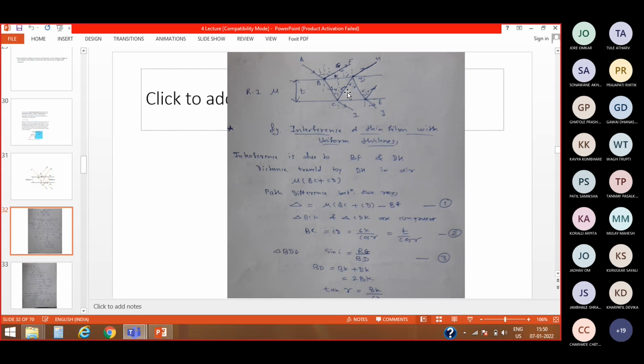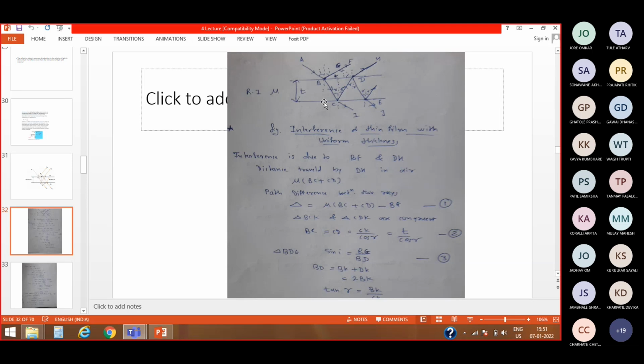And the path difference between the two rays is delta is equal to mu into BC plus CD minus BG. So what I will do, I will put a line from point D to BF, and I got the point G here. Capital G is the point obtained because of the line drawn from the point D to G. So I write this as delta is equal to mu into BC plus CD minus BG. Okay, this is your equation number 1.